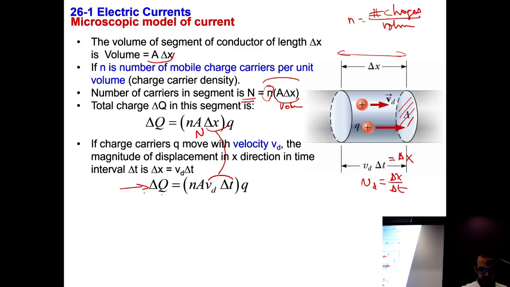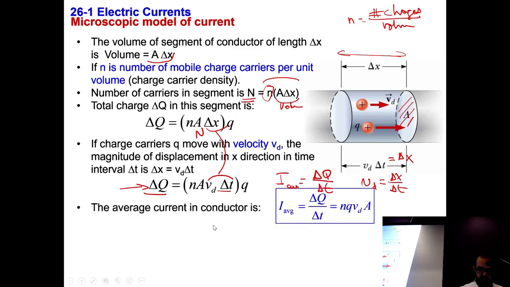Now, since I have delta Q and delta t, I'm going to divide delta Q by delta t, and when I do that, I get the average current. Remember, the average current is delta Q over delta t. So when I divide, it is equal to n q Vd A: small n, times q, times the drift velocity, times the cross-sectional area A. This is the equation that relates the average current to the drift velocity of the free charge carriers.